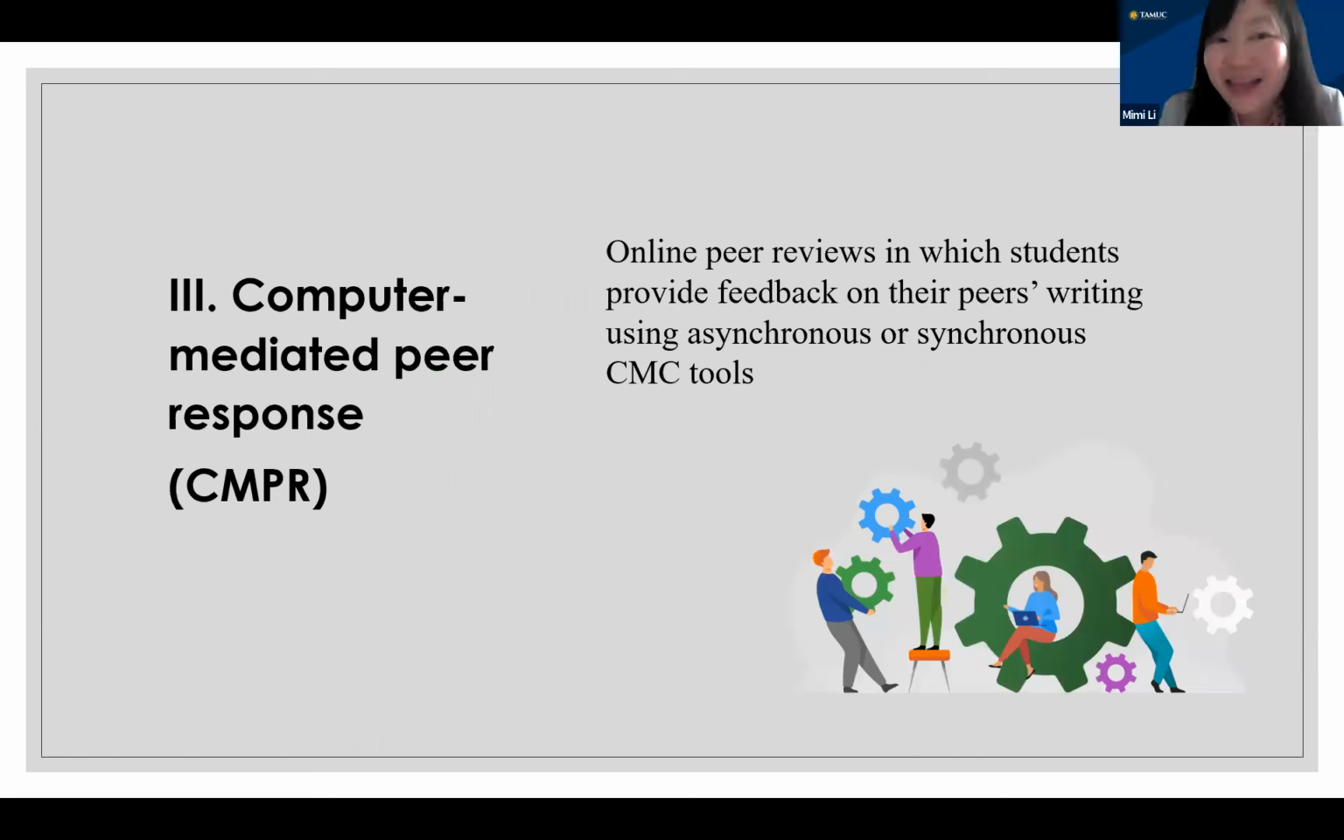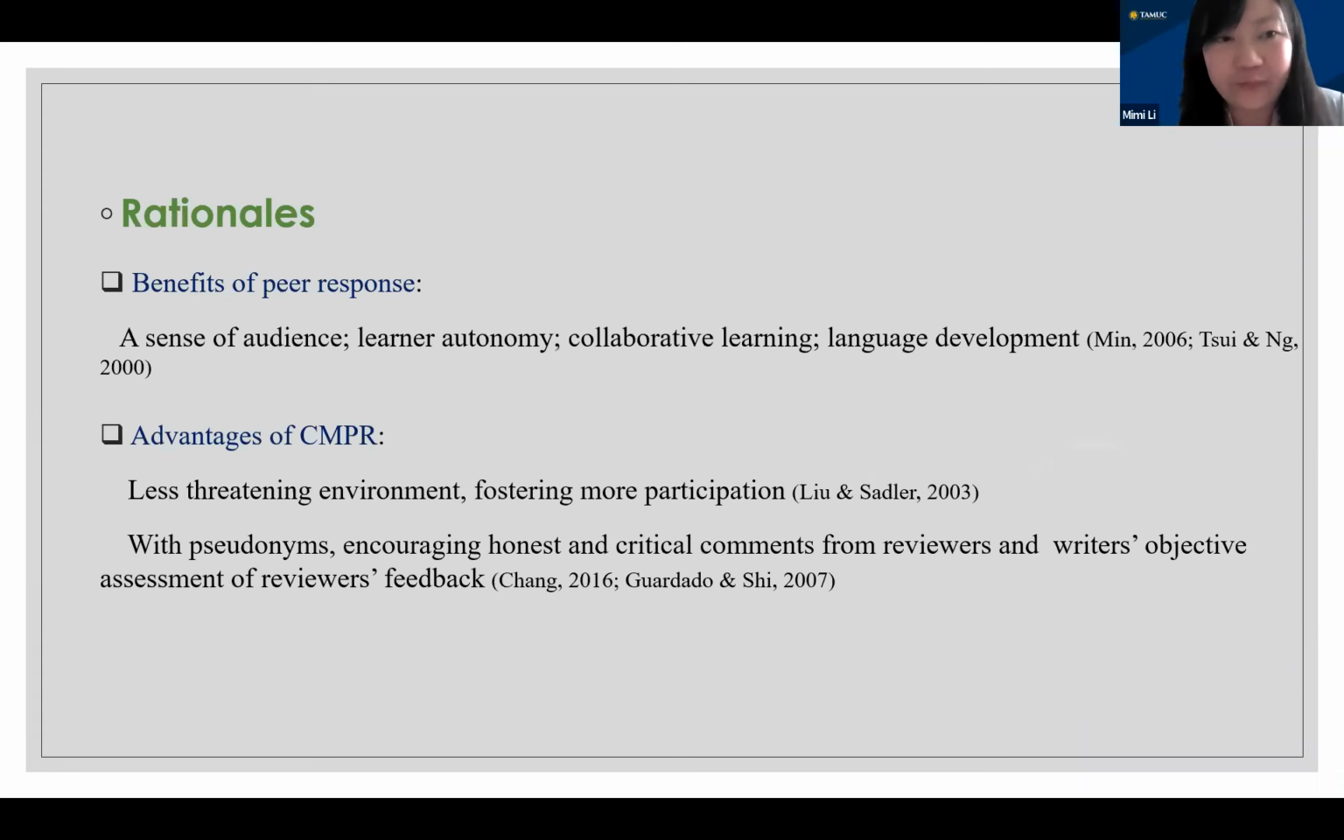Okay, the next is computer-mediated peer response, CMPR. This is an online peer review in which students provide feedback on their peers' writing using asynchronous or synchronous CMC tools. It has a lot of benefits because usually peer response enhances the sense of audience and also enhances the students' learner autonomy and collaborative learning and facilitates their language development.